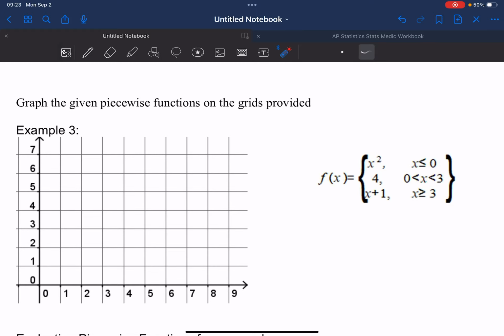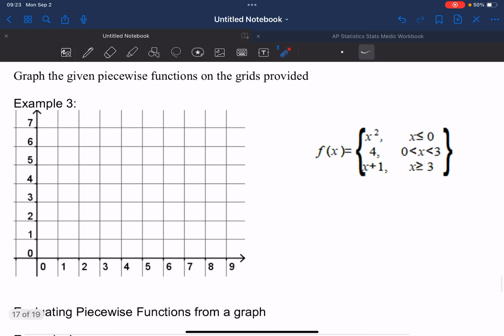Example 3 says graph the given piecewise function. So notice off to the right, we have a piecewise function that has 3 expressions. We have a quadratic, a constant, and a linear. So we are going to have to plot each of these separately in order to create our overall piecewise function. So in order to do that, I'm first going to create XY tables for each of these functions.